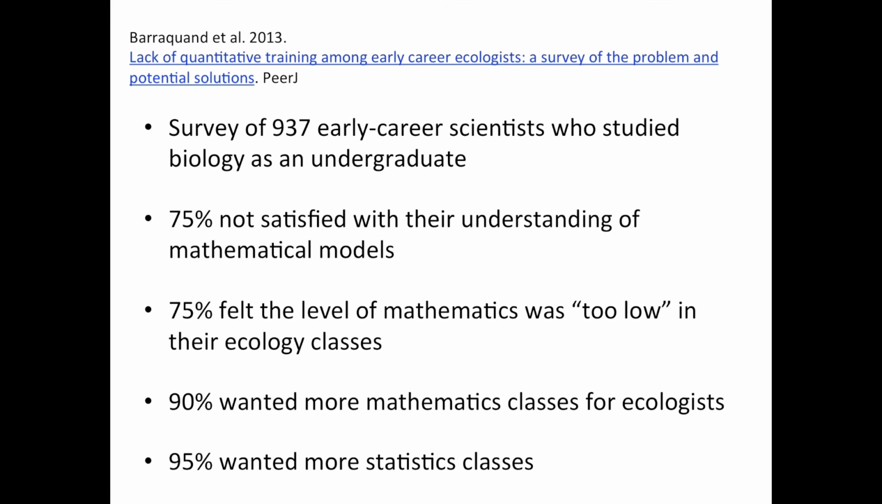So hopefully everyone was okay with the amount of mathematical manipulation that went on today. I just wanted to let you know how important it is to do these things in an ecology class. So a survey of 937 early career scientists who studied biology as an undergraduate found that 75% were not satisfied with their understanding of mathematical models. 75% felt the level of mathematics was too low in their ecology classes, and 90% wanted more mathematics classes as ecologists. 95% wanted more statistics classes.